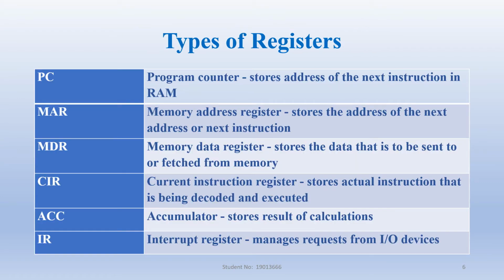Here you can see some of the different types of register for different types of storage. There are others, but these are some of the common ones. So, for example, you can see MAR, memory address register, stores the address of the next instruction. Below that, IR, interrupt register, which manages the requests from the I/O devices, for example, your printers or your mouse.